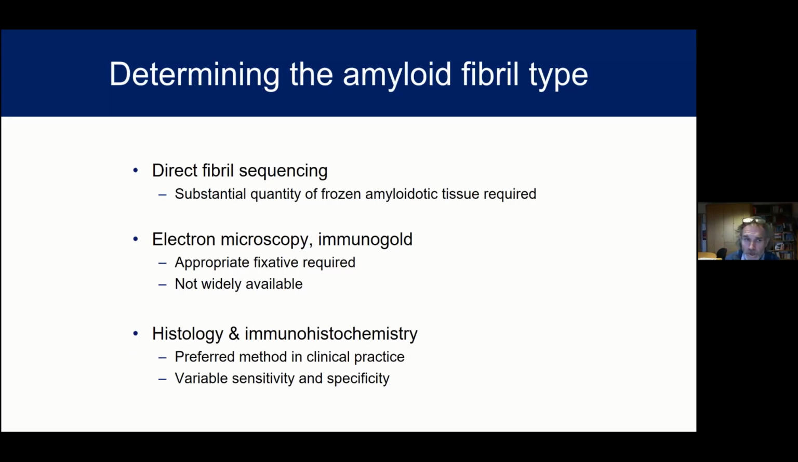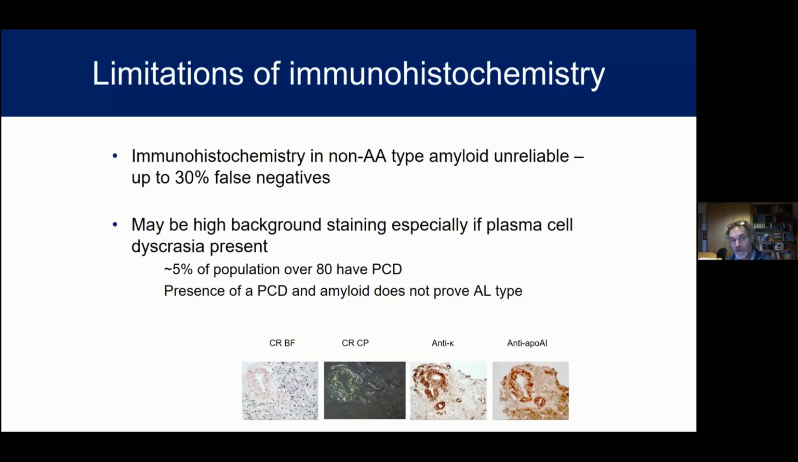So the methods available to us are either direct fibril sequencing, but for that one would need a substantial quantity of frozen tissue. It's not routinely available in clinical practice. Electron microscopy and immunogold is not widely available. And the preferred method in clinical practice worldwide is actually immunohistochemistry for determining the amyloid type, but that has variable sensitivity and specificity.